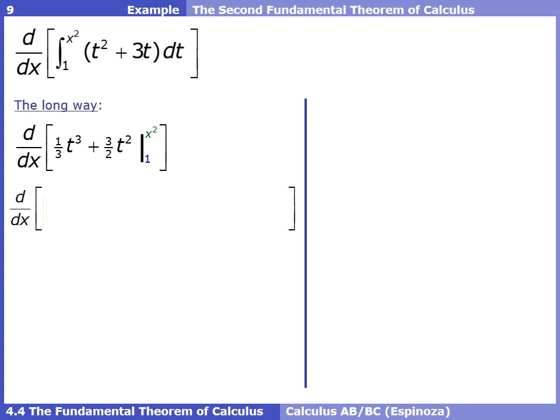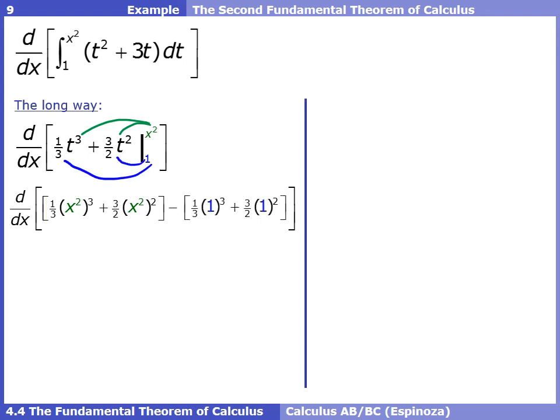The next step is to apply the fundamental theorem of calculus. The fundamental theorem of calculus states that we have to take the upper bound and plug it into our antiderivative. And then we take the lower bound and plug it in to our antiderivative. And then we subtract those two values. So a subtraction separates when we plug in the upper bound and when we plug in the lower bound.